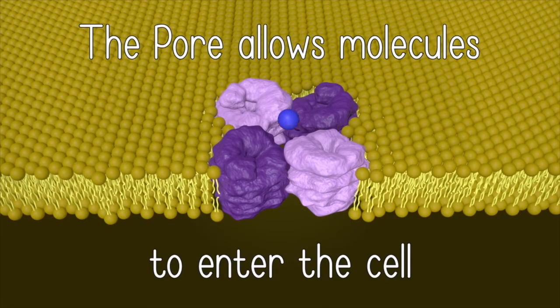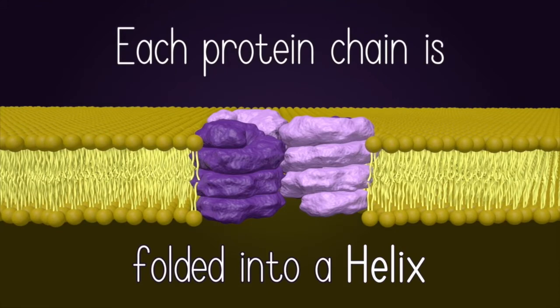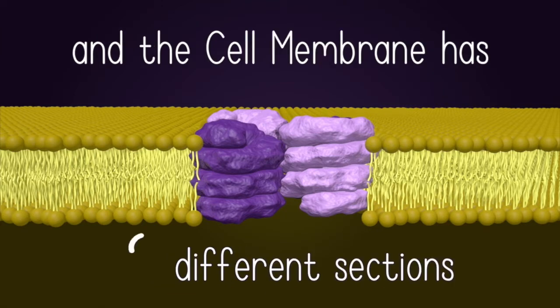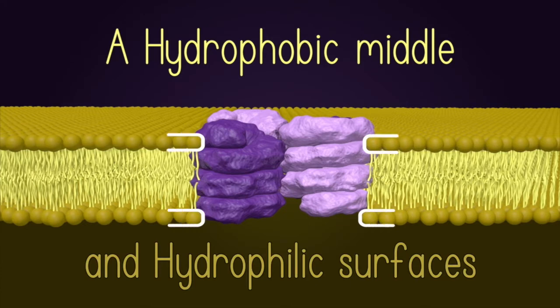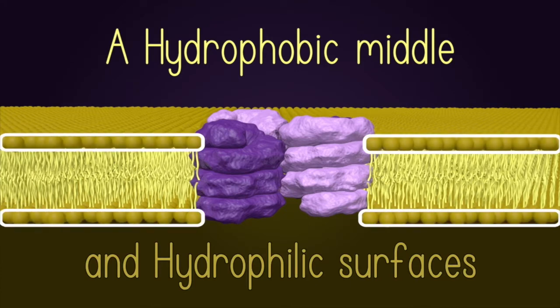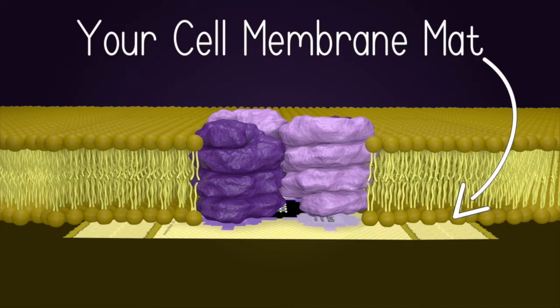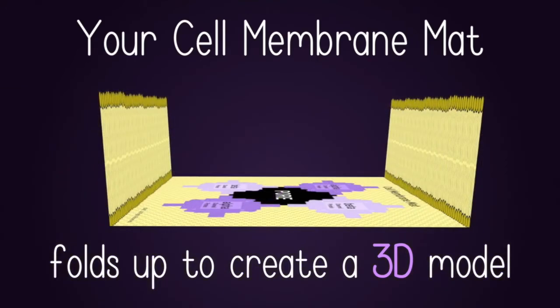The pore allows molecules to enter the cell. Each protein chain is folded into a helix. The chains are surrounded by the cell membrane, and the cell membrane has 2 different sections: a hydrophobic middle and hydrophilic surfaces. Your cell membrane mat folds up to create a 3D model with a hydrophobic middle and hydrophilic surfaces.